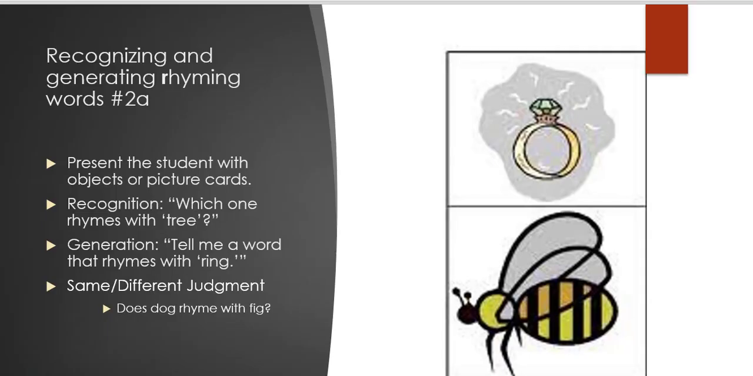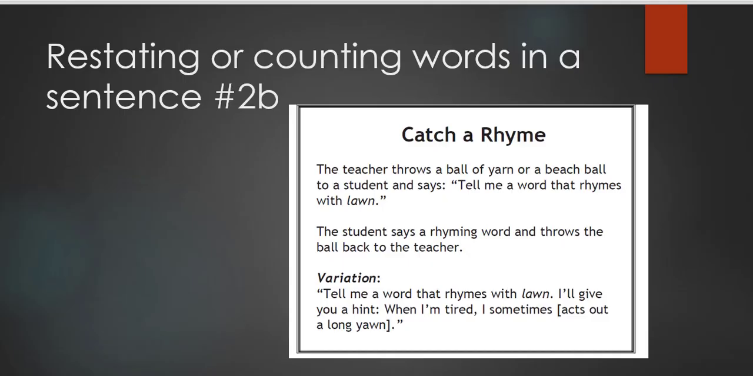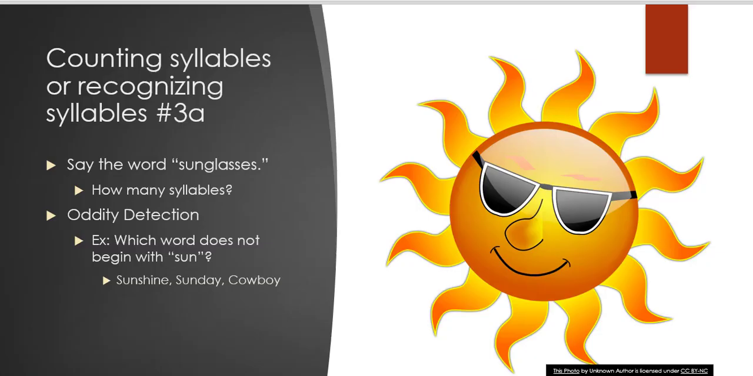Recognizing and generating rhyming words. Present the student with objects or picture cards. For a recognition task, ask, which one rhymes with blank? Which one rhymes with tree? For a generation task, request, tell me a word that rhymes with blank. Tell me a word that rhymes with ring. Another option here is to ask for a same different judgment call. For example, does dog rhyme with fig? Catch a rhyme involves using an object like a beach ball to toss to the student who catches the ball as they respond to the request, tell me a word that rhymes with blank.